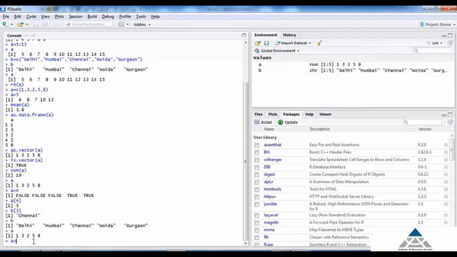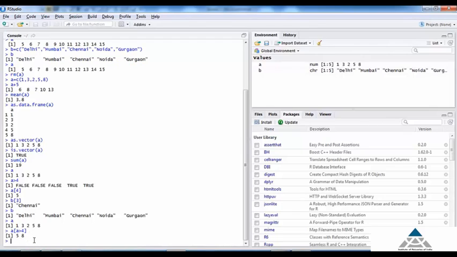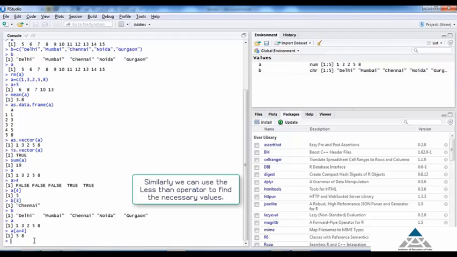Coming back, we write A is greater than 4 and put it in the square brackets and put the name of the vector in the beginning. Now when we press enter, we get the output as 5 and 8 because these are the values of the two elements in A which are greater than 4. Similarly, we can use the less than operator to find the necessary values.